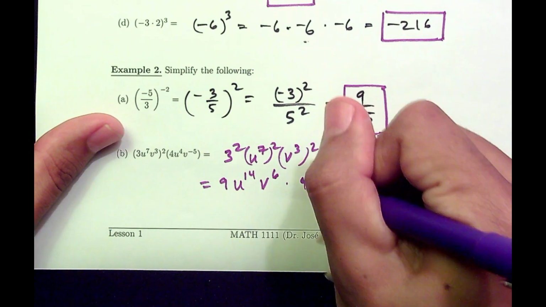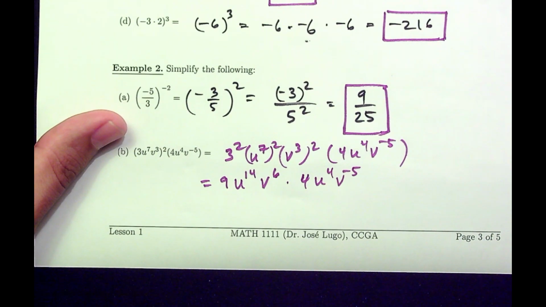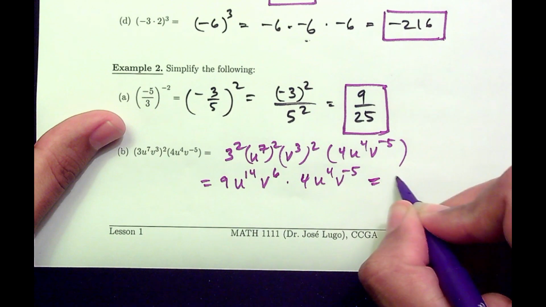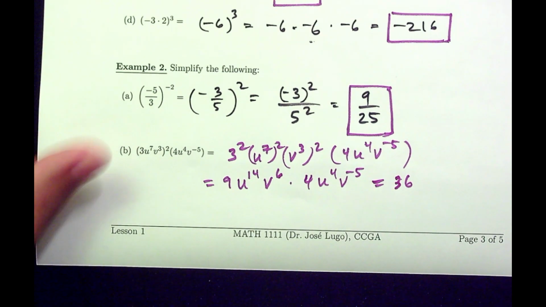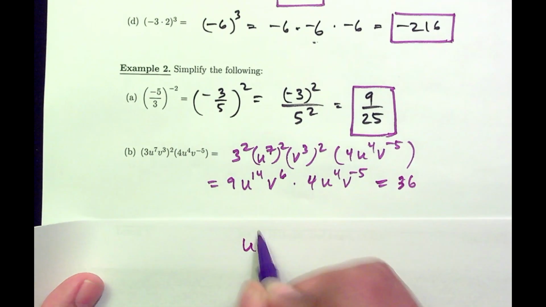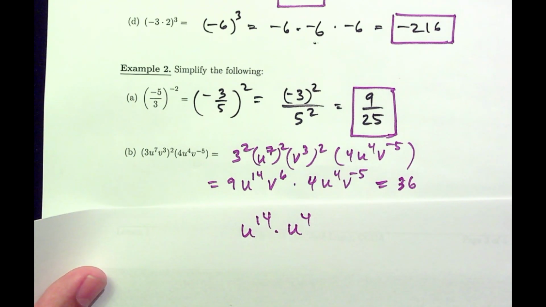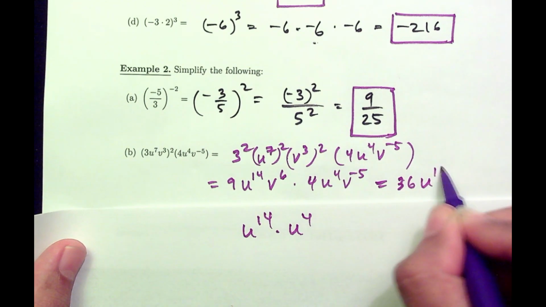Okay, then you combine what you can. You can multiply the 9 and the 4, you get 36. And then you can multiply u to the 14 times u to the 4. What's that? U to the 14 times u to the 4. Now that's when you add them because they're separate. So these would be u to the 18.